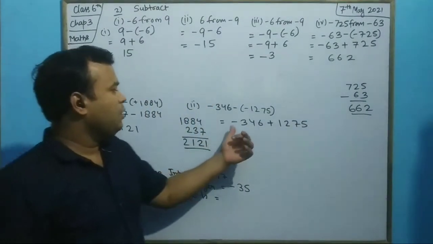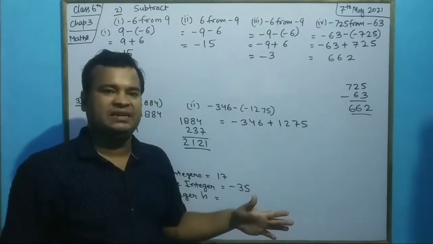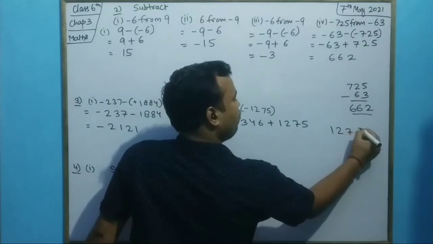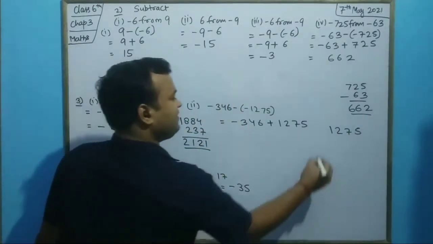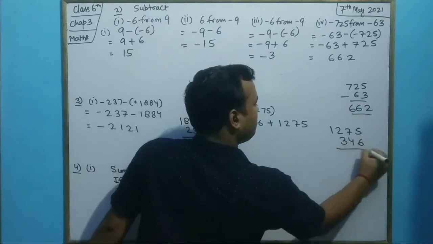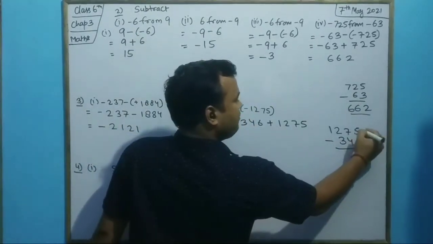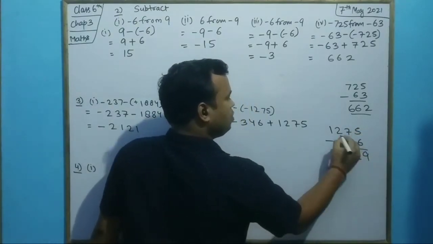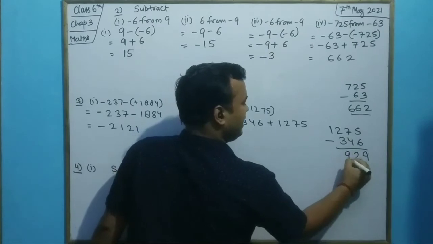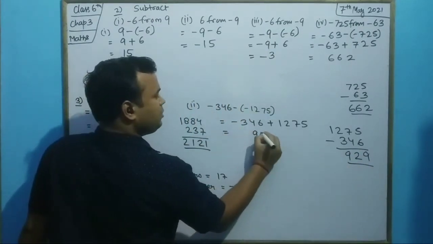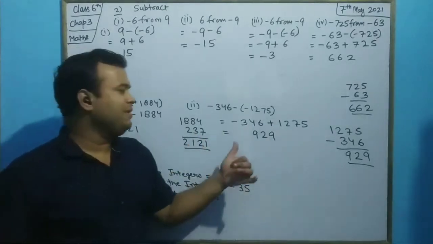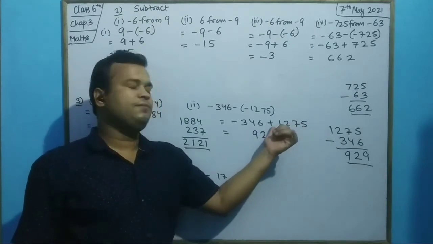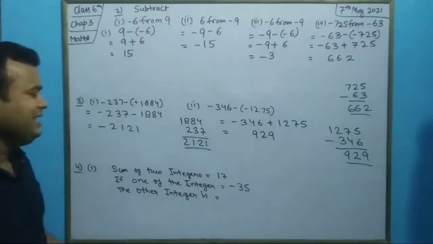1275. Okay, the two numbers have different signs, so we need to subtract them. So 1275 minus 346. Just subtract them. It will be 15 minus 6, that is 9. Then 6 minus 4, that is 2. And 12 minus 3, that will be 9. So it will be 929. And the sign will be the sign of the greater number. The greater number is 1275. It carries a plus sign. So it will be plus 929.